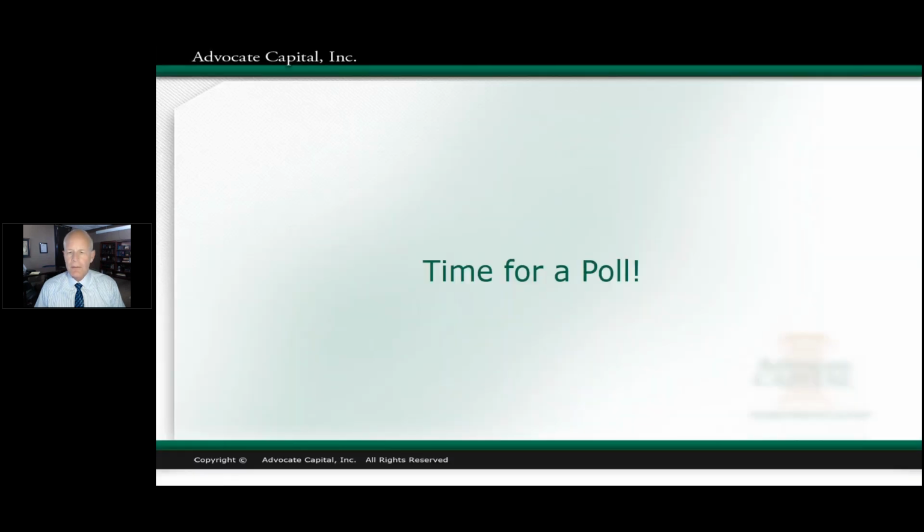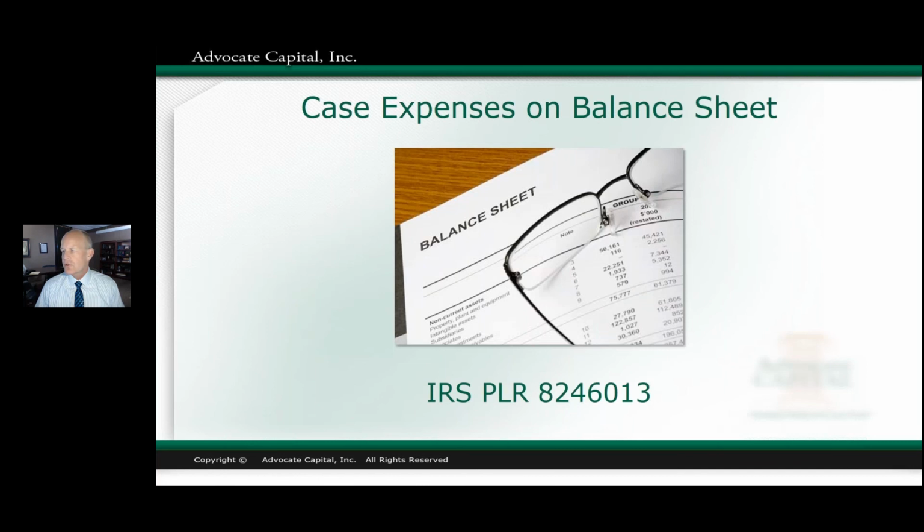2/3 of you got the right answer, and the right answer is that your case expenses should appear on the balance sheet. That's my opinion. I'm not a CPA, but I think it's pretty clear because the IRS says in their private letter ruling 8246013 that case expenses should not be deducted from current year income, like any other expense you'd have. Rather, they are technically, or in effect, a loan that the law firm has made to their clients. And because those case expenses come back to the law firm so consistently at such a high rate, probably 95% of the time, the IRS ruled and gave guidance that they should be treated as an asset.